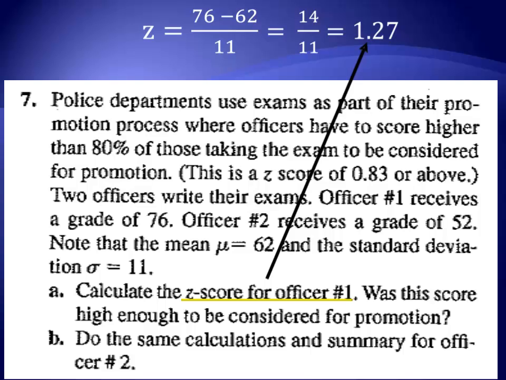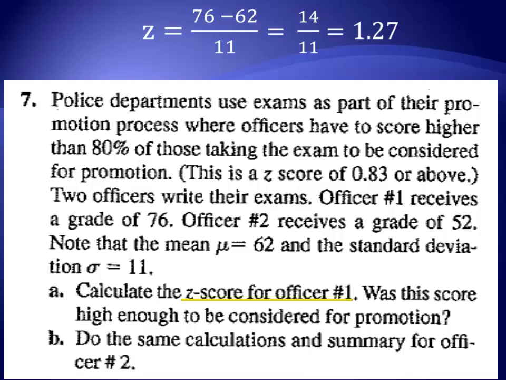I'll show you in a second how to identify the specific probability associated with the z-score value, but this question has already stated that the scores with a z-score of 0.83 or above are high enough for promotion. This means that the answer to Part A in this question would be yes. To answer Part B, you would follow the same procedure to calculate the z-score for Officer 2 to see if he would qualify for promotion.